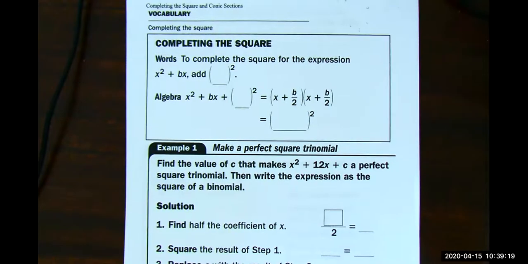Hello, this is Mr. Harris, and this is the video on completing the square and solving quadratic functions. We need to learn how to complete the square so we can simplify and rewrite equations for conic sections: ellipses, parabolas, hyperbolic functions, and circles.